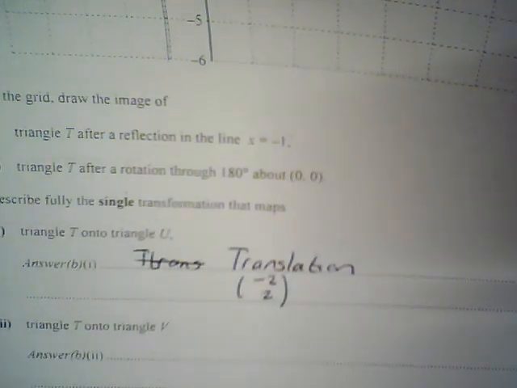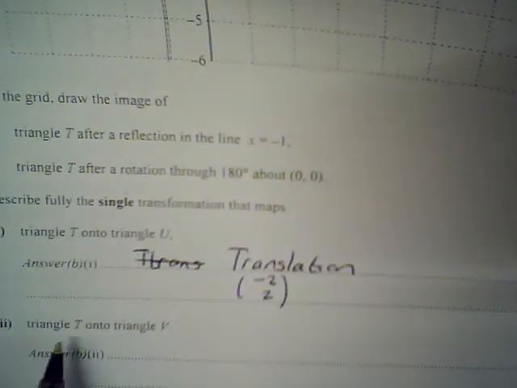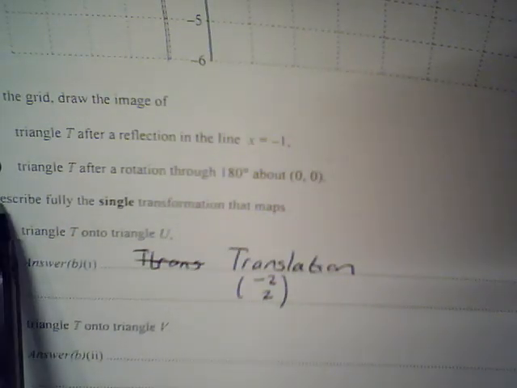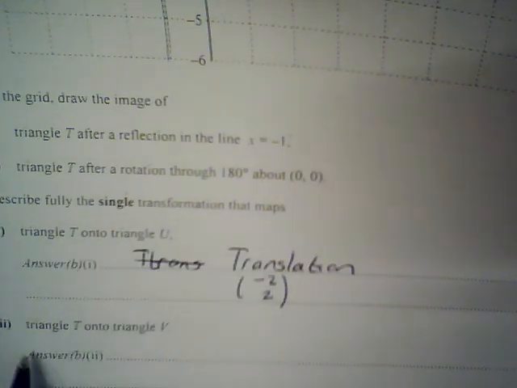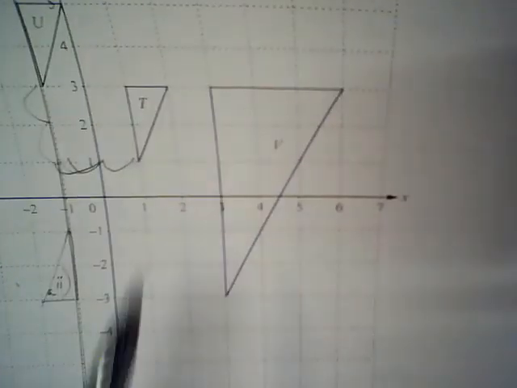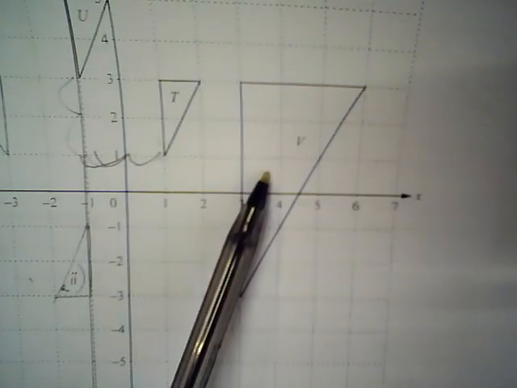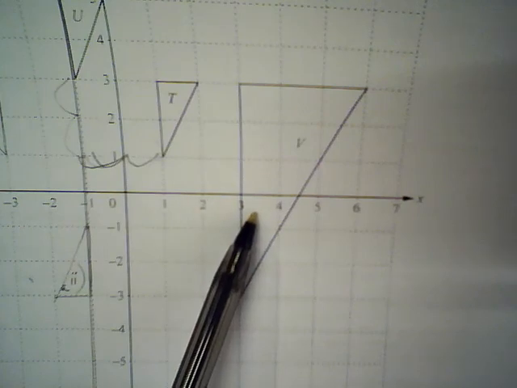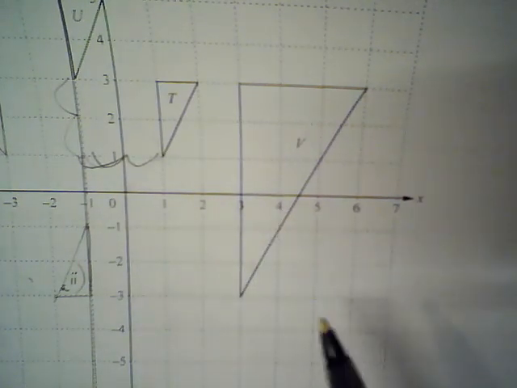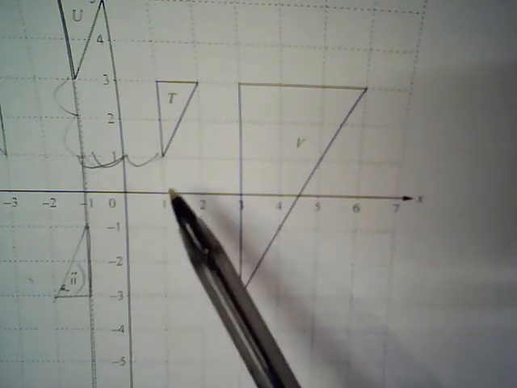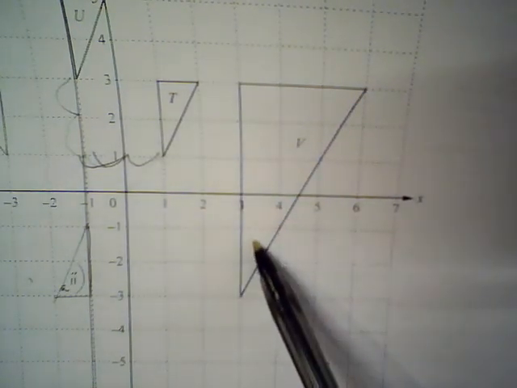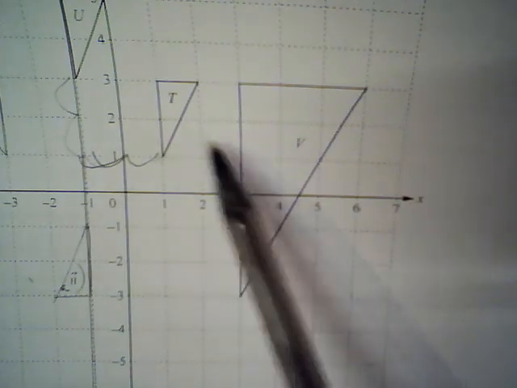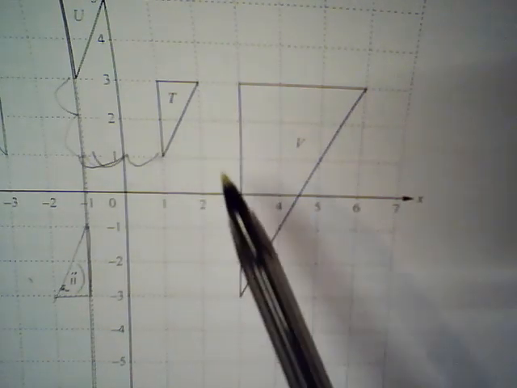Okay, now let's read the next B part. Describe fully the single transformation that maps triangle T onto triangle V. Triangle T onto triangle V, this is definitely an enlargement. What is the scale factor? Well, we can look at it. This is 1, 2 blocks. That's 1, 2, 3, 4, 5, 6 blocks. So it's 6 divided by 2. That gives me a scale factor of 3.